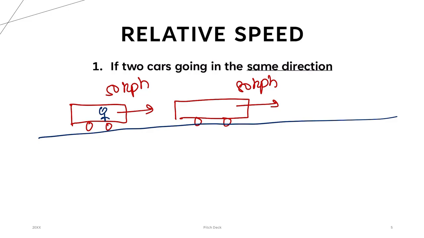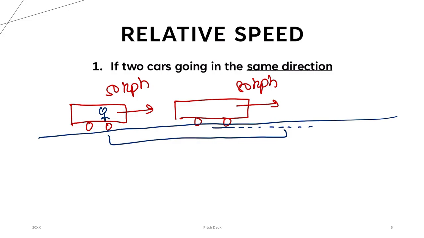What will you see? Since 50 kilometers per hour speed is not sufficient for you to overtake this 80 kilometers per hour car, what will happen? This car will keep going and the distance will keep increasing, right? With 50 kilometers per hour speed, you will not be able to overtake 80 kilometers per hour speed.